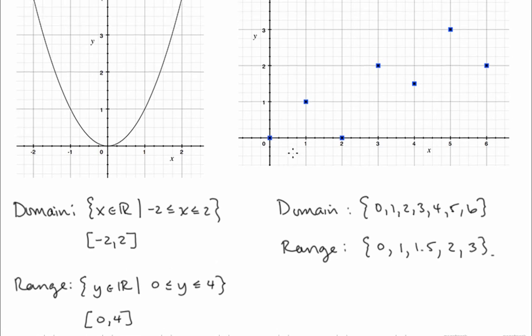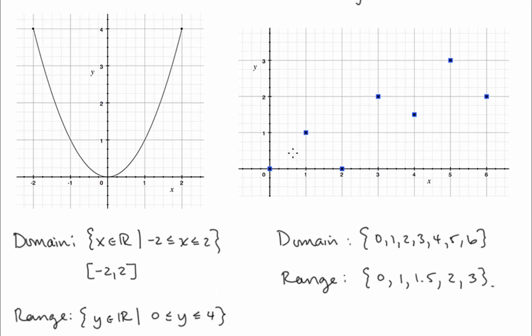Now for this graph, we have a discrete set of data points. We want to be careful. Our domain is not going to be the interval from 0 to 6 because we're only talking about the specific whole numbers for which we have plotted points here. So our domain is the set of numbers 0, 1, 2, 3, 4, 5, and 6, because those are the x values for which this function exists.